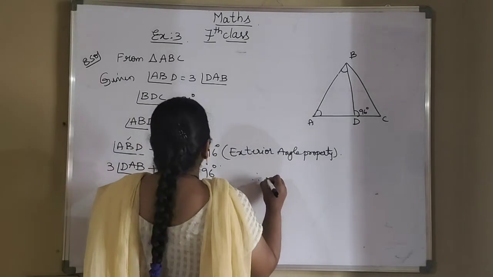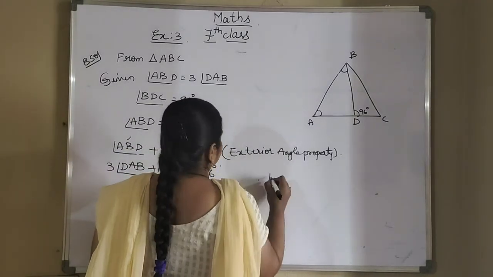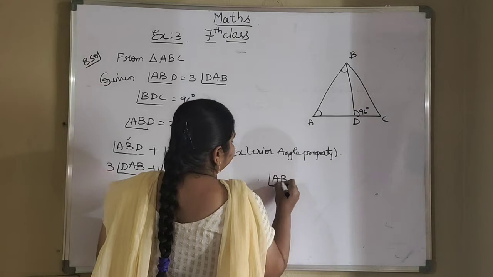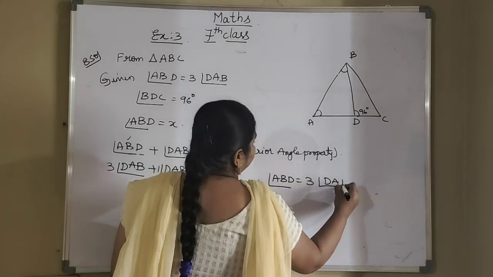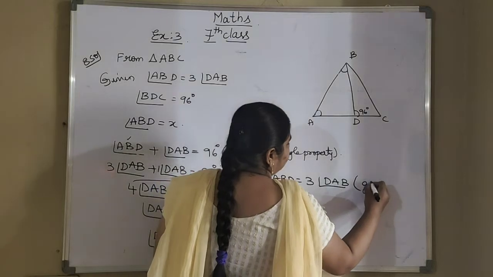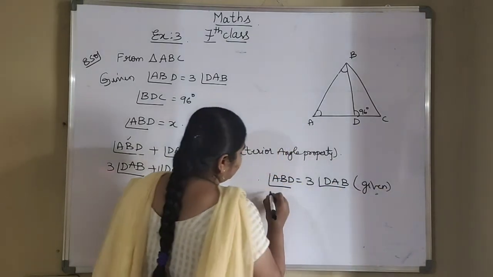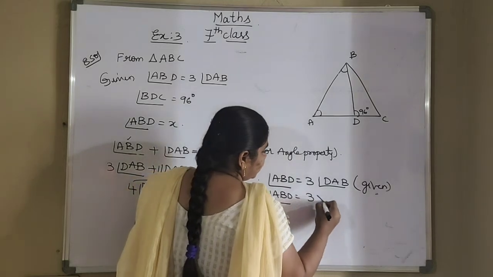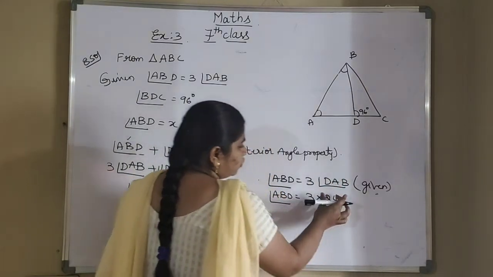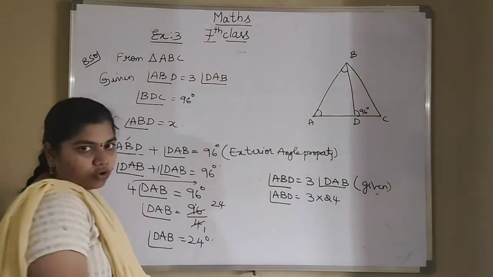So therefore angle ABD is equal to 3 angle DAB. They have given this. So in this I am substituting the 24. So angle ABD is equal to 3 into 24. This value we got as 24. Okay.